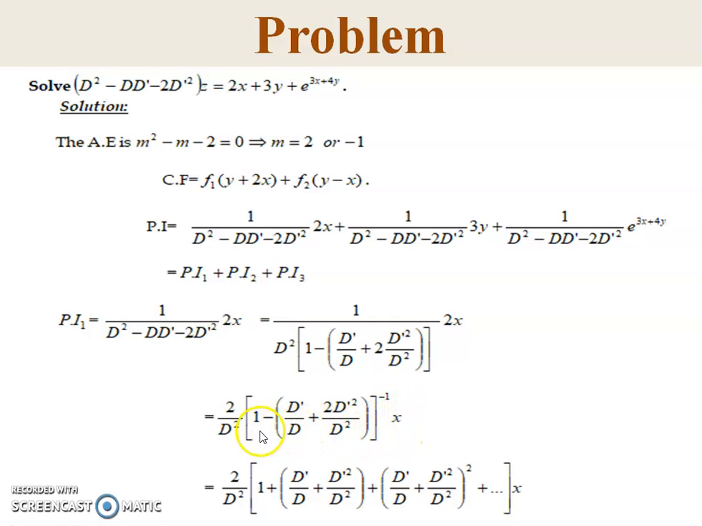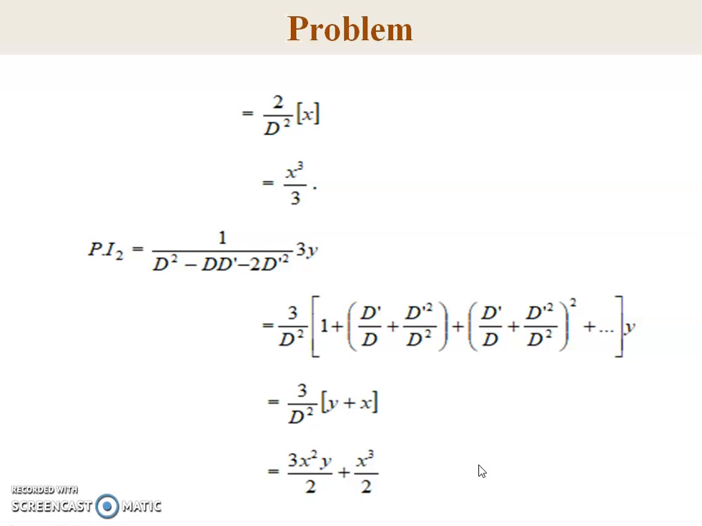Now we can apply the binomial formula, just like (1 − x)^(−1). What is the formula? 1 + x + x² and so on. So here we have 2 by D². Instead of x we have D′/D + 2D′²/D², the operator here. Now apply the binomial formula: 1 + (D′/D + 2D′²/D²) + (D′/D + 2D′²/D²)² and so on.